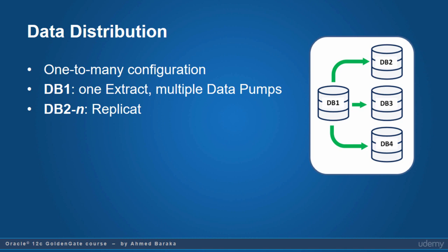A data distribution configuration is a one-to-many configuration where you have one source database distributing the data to any number of target databases. This is very similar to the unidirectional configuration. In the source database, you would have one extract group and a data pump group for each target database. In the target system, you typically configure one replicate group.